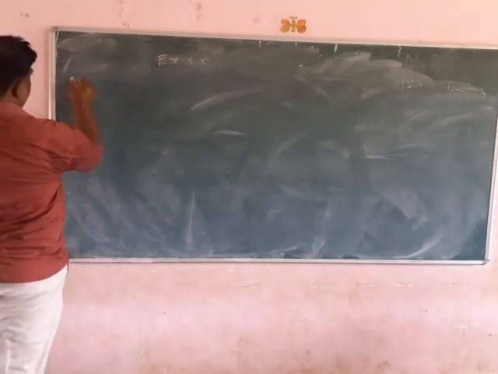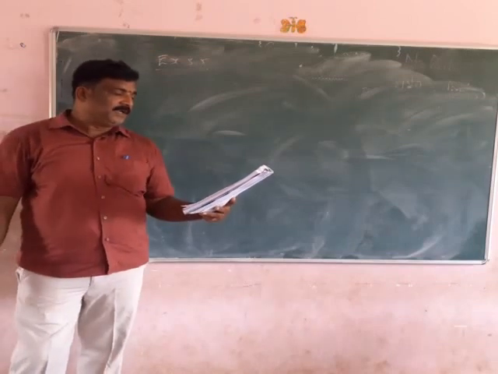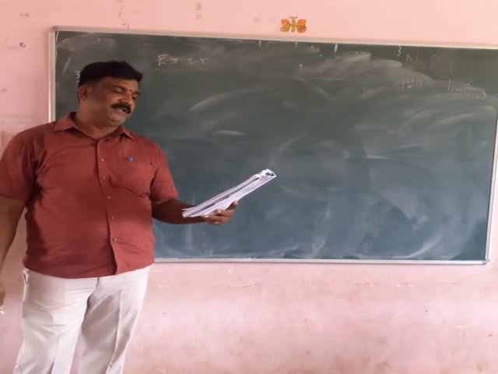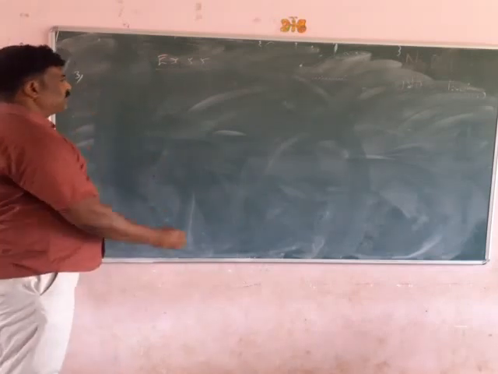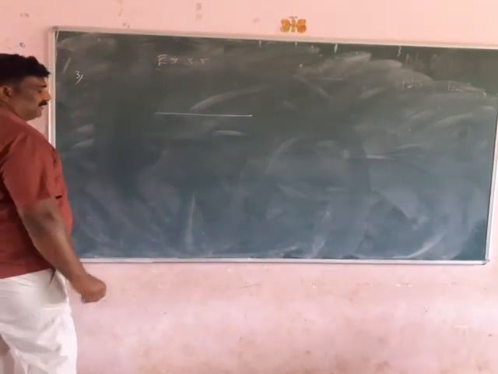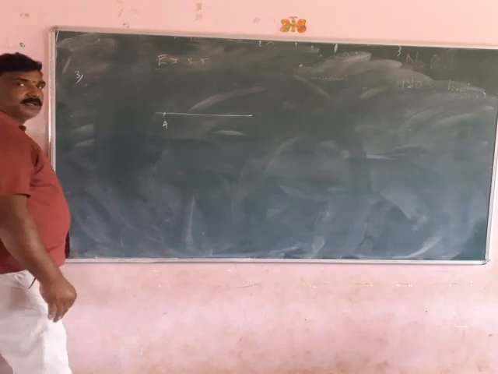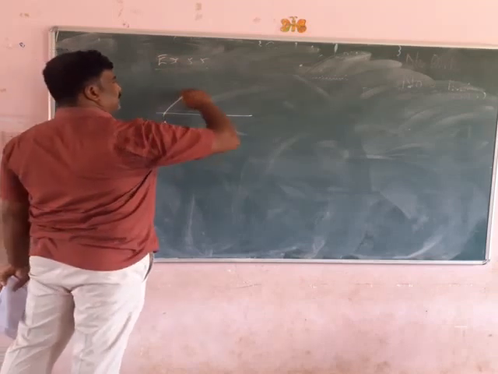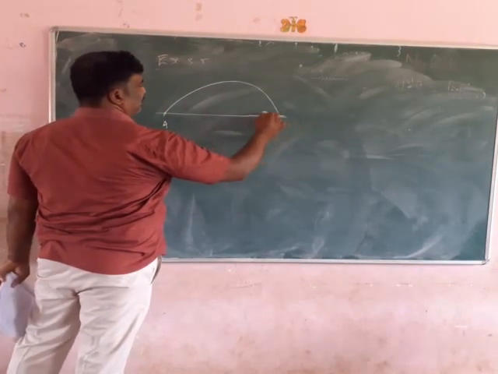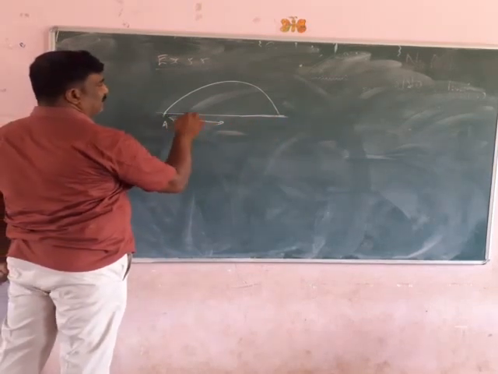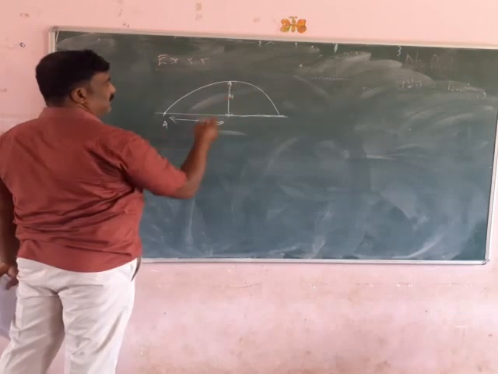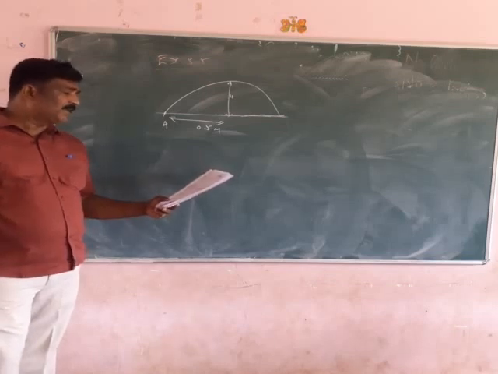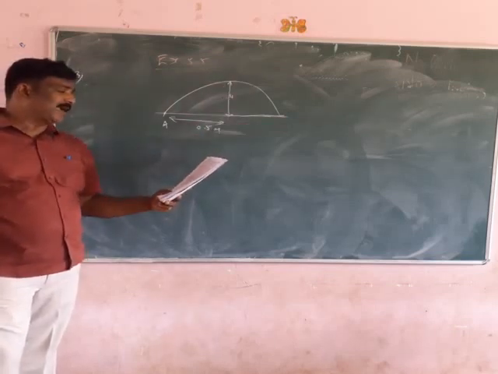Listen, students. Sum number 3. At a water fountain, water attains maximum height of 4 meters at horizontal distance 0.5 meters. Let me assume that it is the ground. A is the position of the fountain. The water flow is like this. It attains maximum height 4 meters at the horizontal distance 0.5 meters.